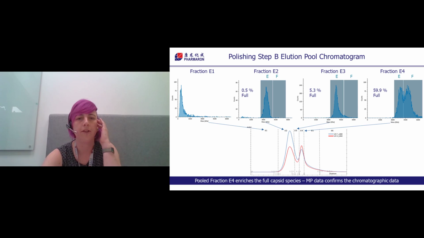In fraction E3, the percentage full is starting to increase. We suspect at this stage that both partial and full are eluting. And then in fraction E4, we're significantly increasing the percentage full in this fraction, and we're now about 60% full. So again, the mass photometry data confirms the chromatographic data.